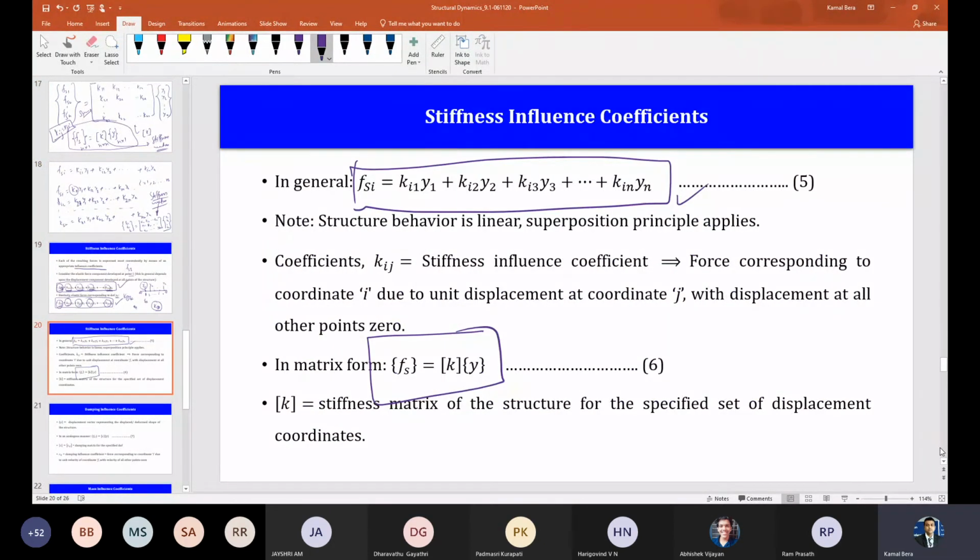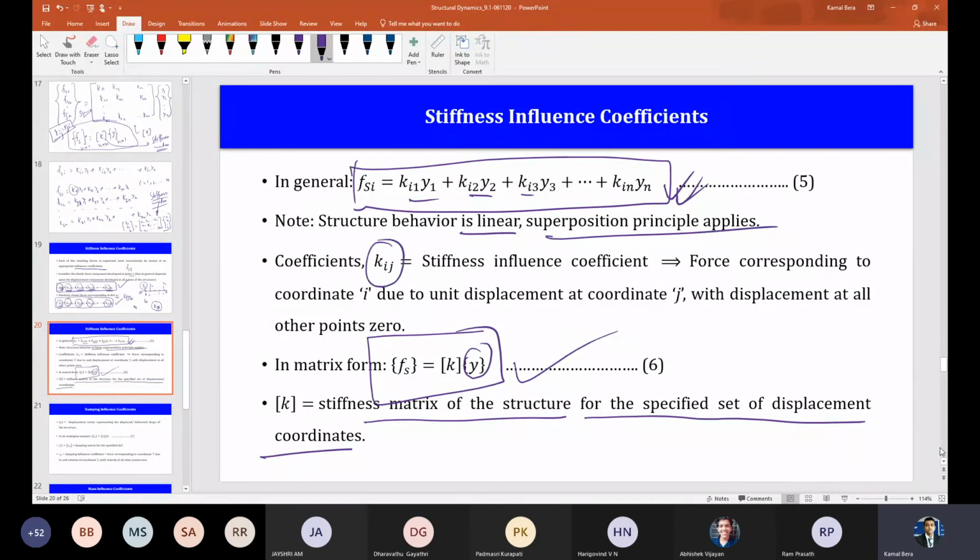So everything is written here. You can see this. K is called the stiffness matrix of the structure for the specified set of displacement coordinates, that is y1, y2, y3, yn. If you consider rotation or define some different coordinate system, then K will be different. Obviously. And I am able to write this plus this plus this plus this because the system is linear, so the superposition principle is valid.